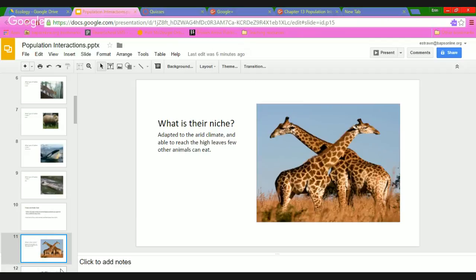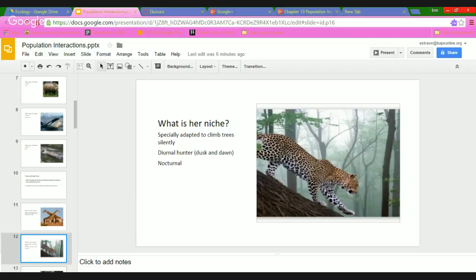Other organisms that rely on grasses for their diet don't have this advantage. What about our jaguar? What's his niche? Well, he is specially adapted to not only blend into his environment, but his paws are extra wide and he can retract his claws so he can walk silently through the forest. He doesn't crack a twig, he doesn't rustle a leaf.